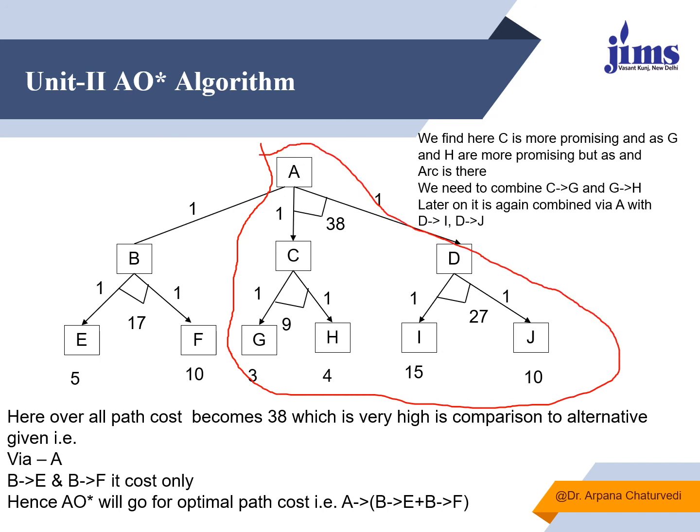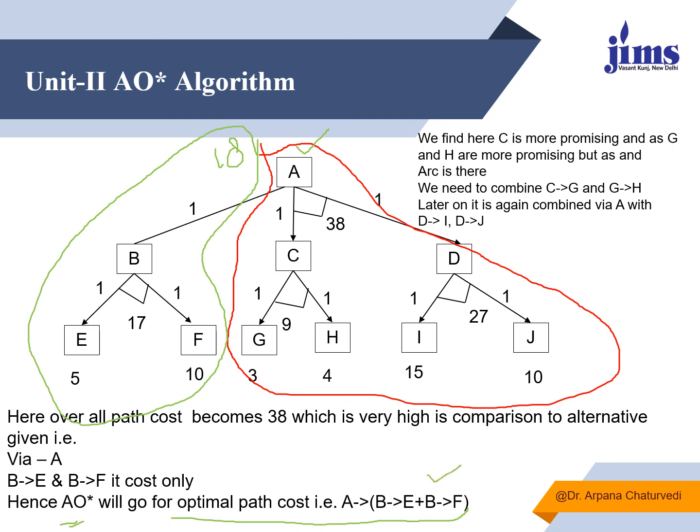Whereas here, by solving the sub problems E and F, we get the result as 17 for B. Now to get the result of A, we add 1 to 17 and the result will be 18. So if we follow this path, the cost incurred to find the solution of A is 18. Looking at this, we can easily predict that using the AO star algorithm, the optimal path will be A to B, and then B to E plus E to F will provide the optimal solution.